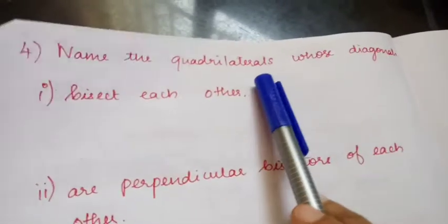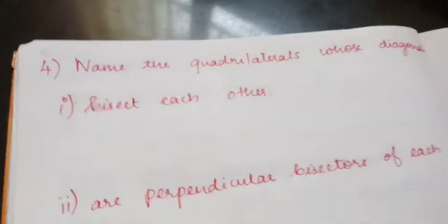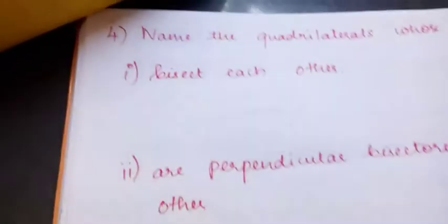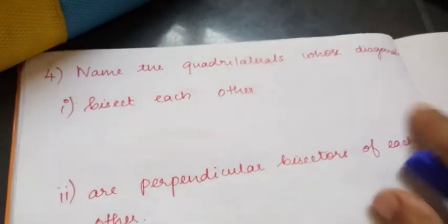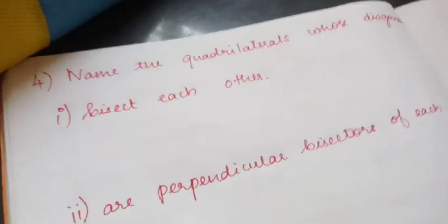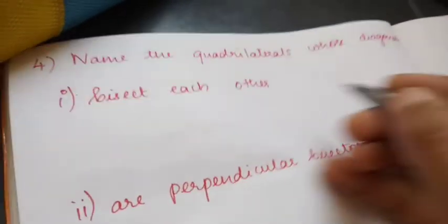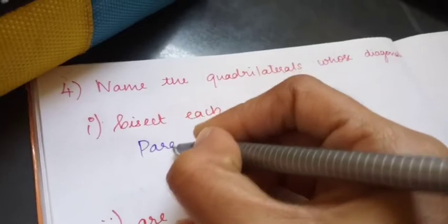Next is your fourth problem. Name the quadrilaterals whose diagonals bisect each other. We are going to name the quadrilaterals whose diagonals bisect each other. Which quadrilaterals bisect each other? In a parallelogram, they bisect each other.